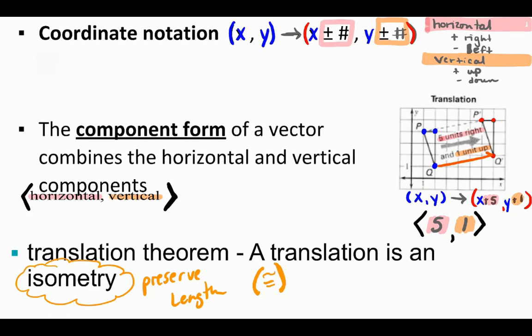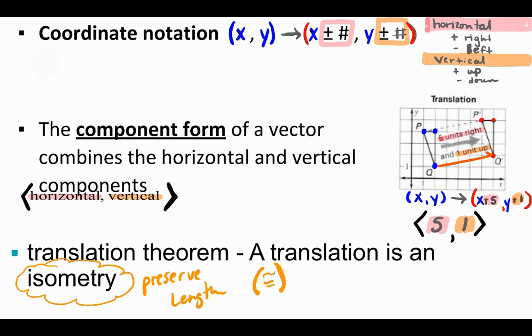There are a couple of different ways that we use notation when we're doing translations. So we have coordinate notation. So this is where we say our pre-image point is transformed into our image point by this set of calculations. So we take our values from the pre-image and we're either going to add or subtract a value to the X, and we're either going to add or subtract a value to the Y.